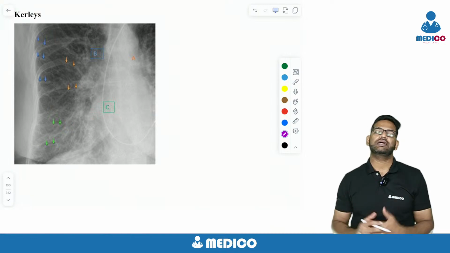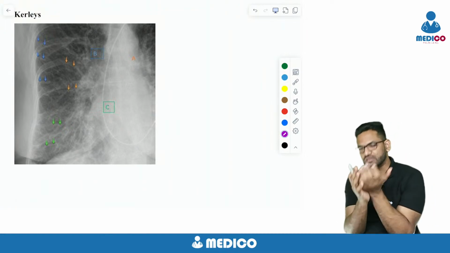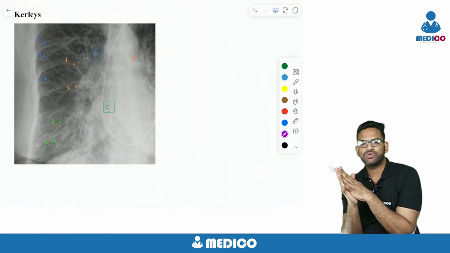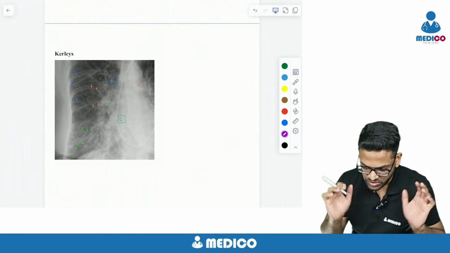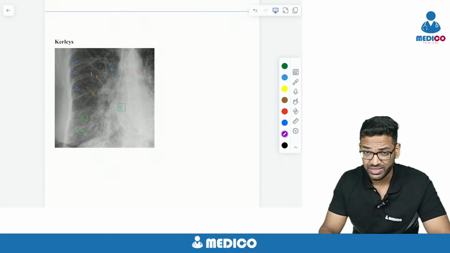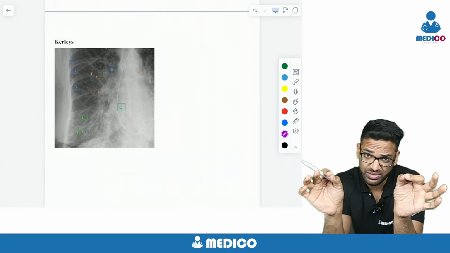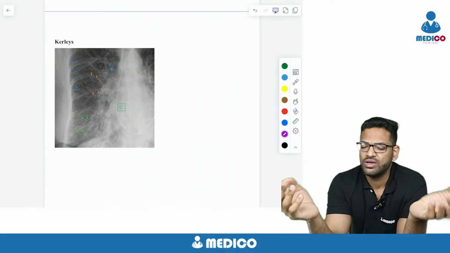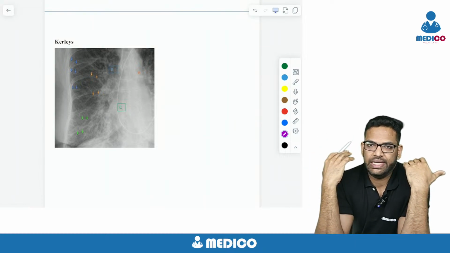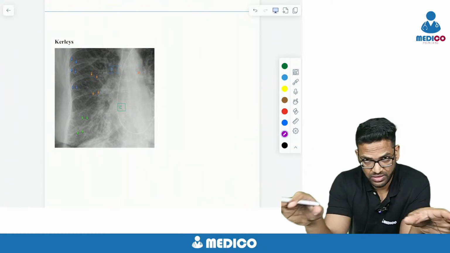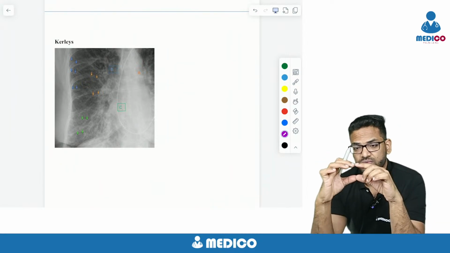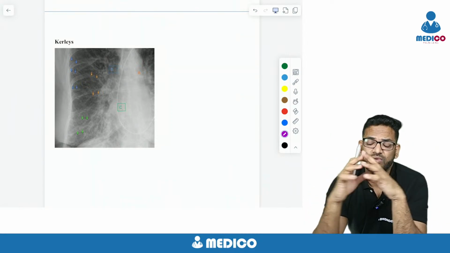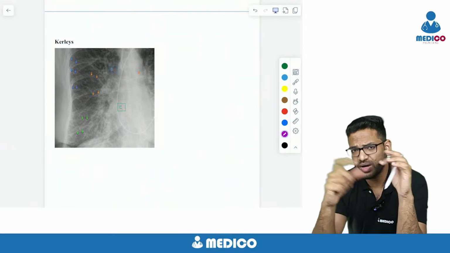It's curly lines. It's a very important concept which I would like to explain. Just bear with me for 3 minutes. Curly lines are nothing but interstitial edema of the lungs, also known as pulmonary edema. All right, clear? Now I'll show you what pulmonary lobules are made of.